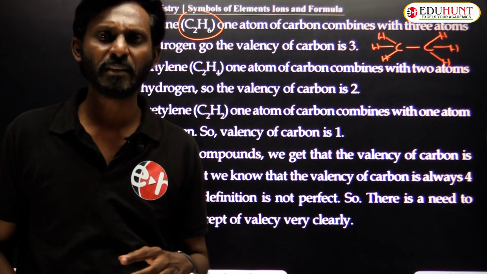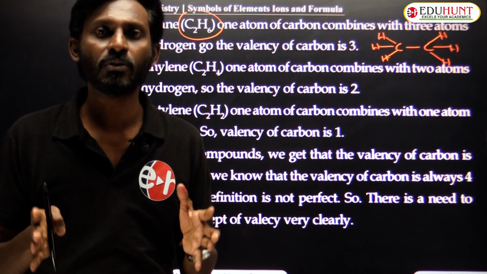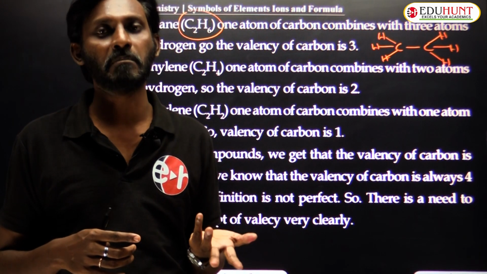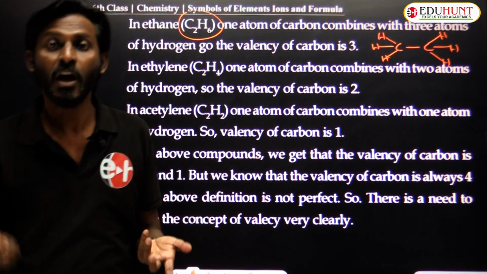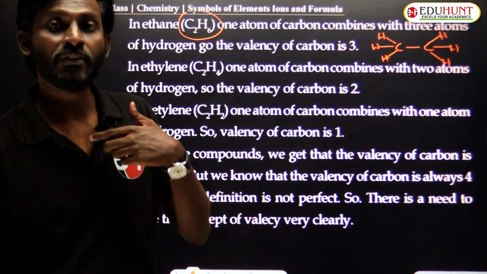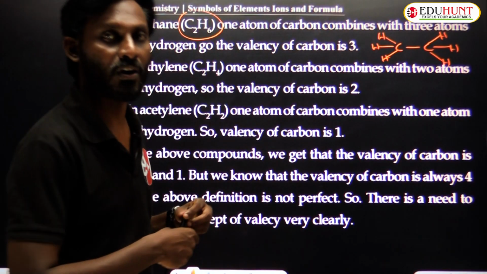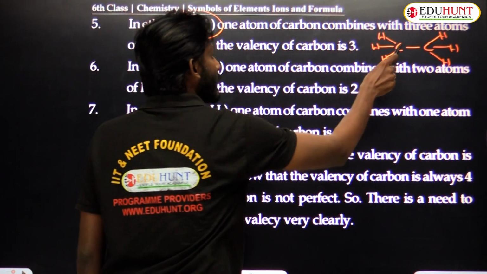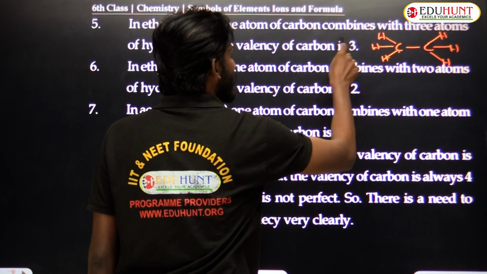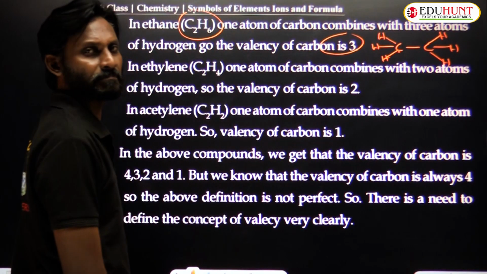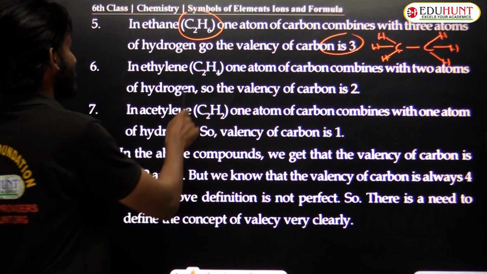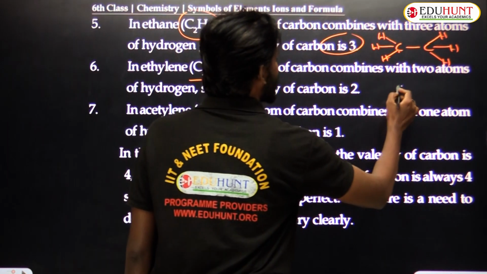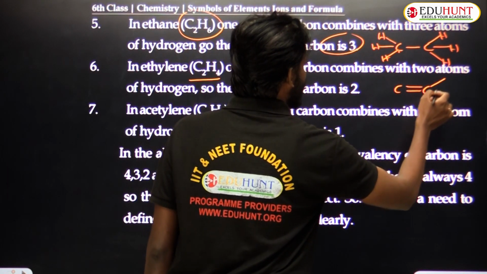What is combining capacity in basic way? Combining capacity is equal to the number of hydrogen atoms it combined, or chlorine atoms it combined, or double the number of oxygen atoms it combined. Now only 3 hydrogens it combined. The capacity of this carbon is 3 only, right? Simply C2H6. I am drawing the structure for you.